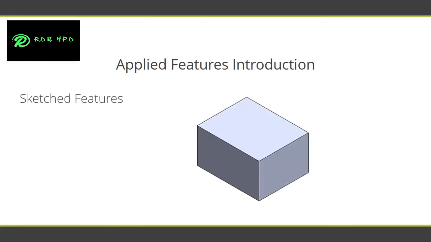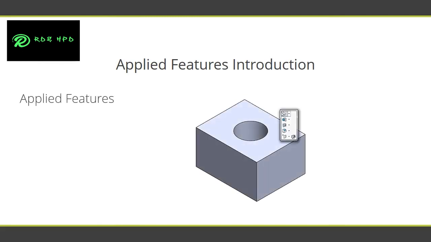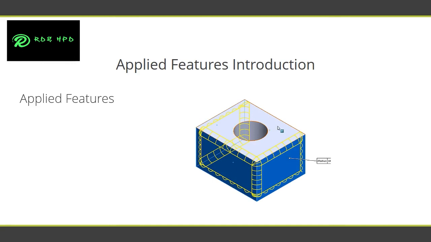Features such as extrudes, revolves, sweeps, and lofts have one thing in common. They all require two-dimensional sketches. There are some features that don't require sketches at all, such as fillets, chamfers, and shells. These features are referred to as applied features because they are applied directly to the model in 3D.